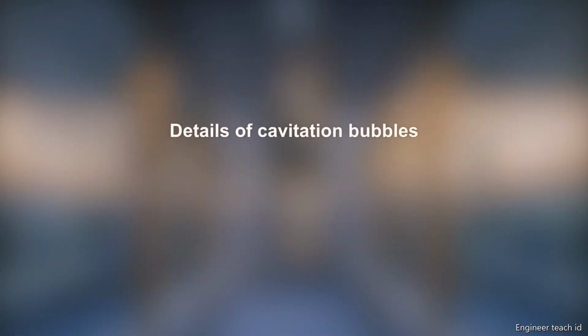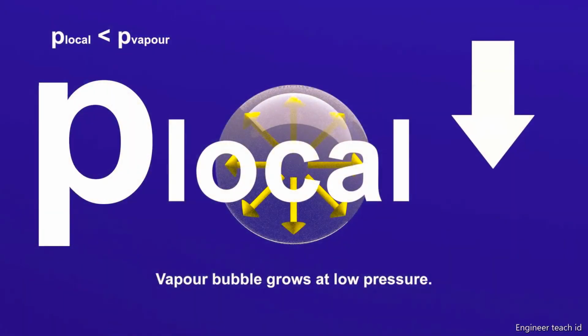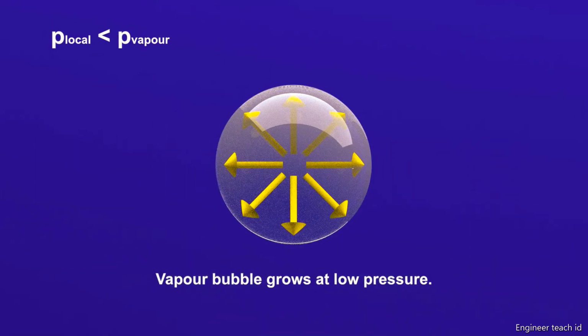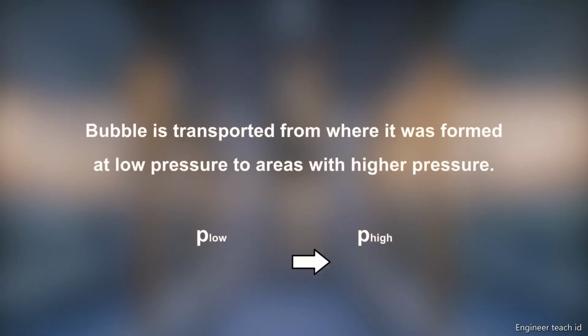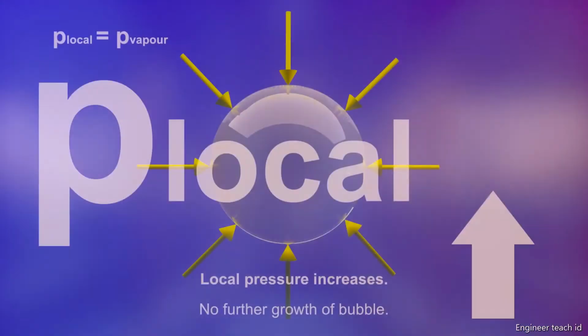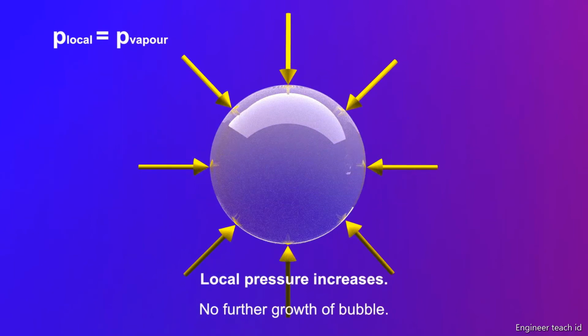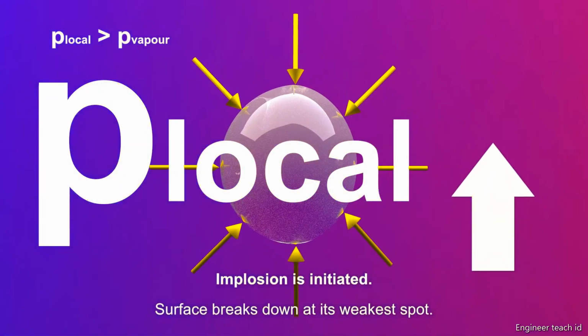Let's go through the whole process again. If the local pressure decreases below the vapor pressure, water evaporates. A cavitation bubble is forming, is growing larger, and is transported with the flow to a region with a higher pressure. The bubble stops growing. If a local pressure exceeds the vapor pressure, vapor condenses, starting from the bubble's wall.